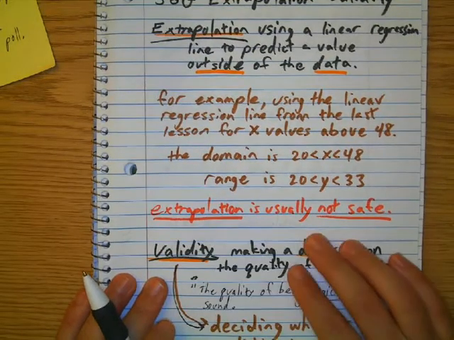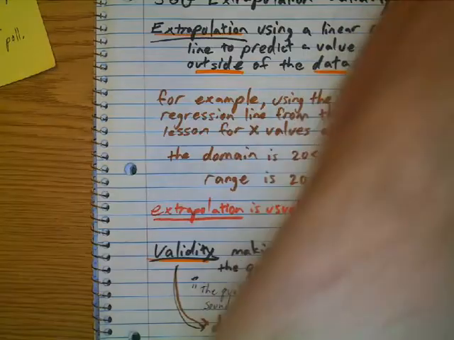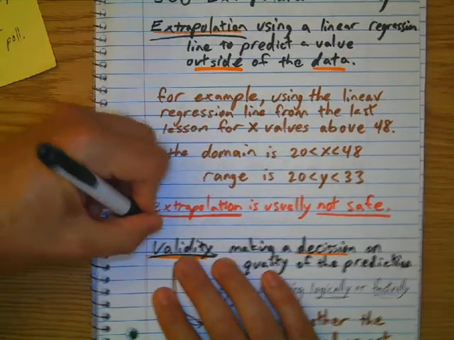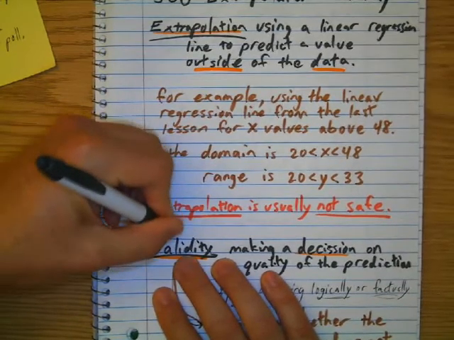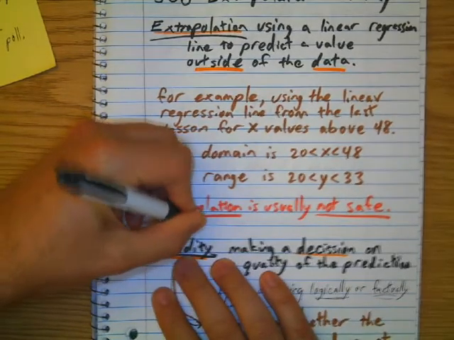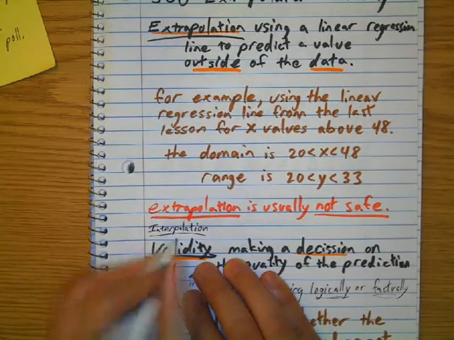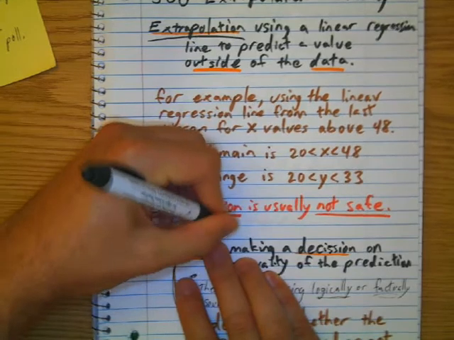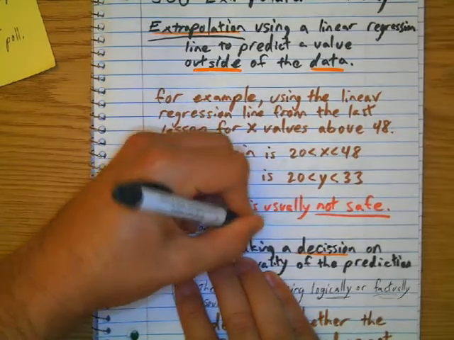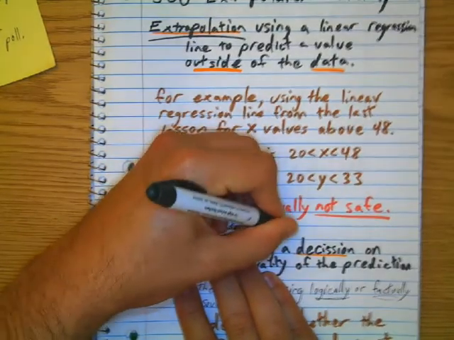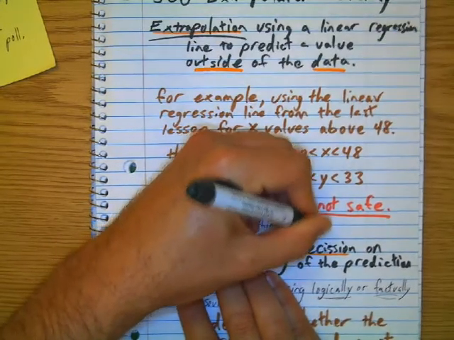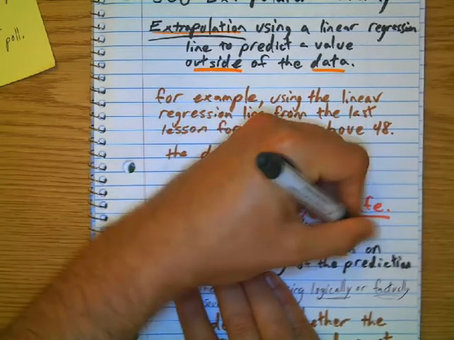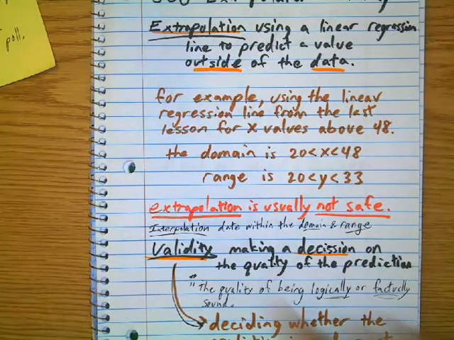Okay, so I almost forgot. There's another definition that I didn't write here. Interpolation. So if I'm using interpolation, that is data within the domain and range. Okay, the book didn't mention it, but I thought that's useful for you to know.